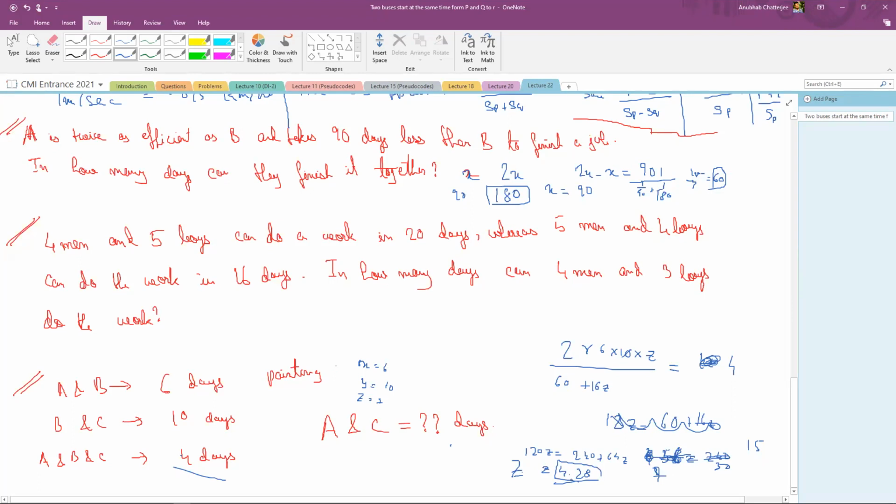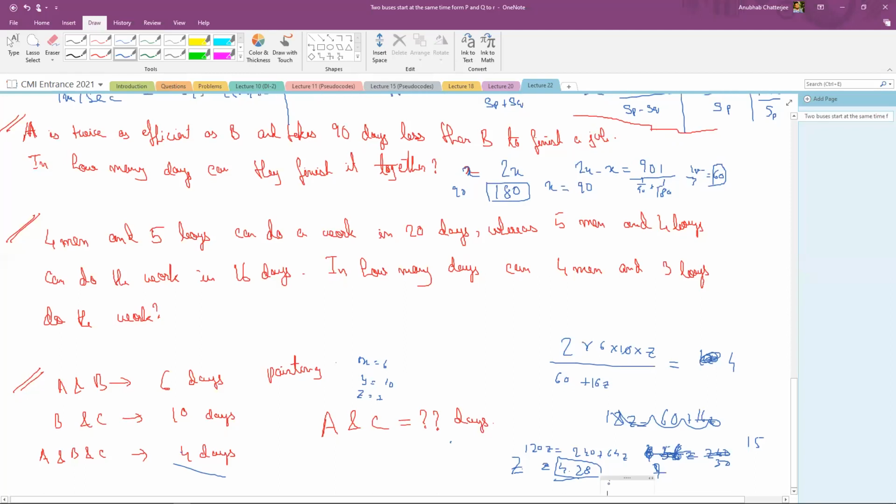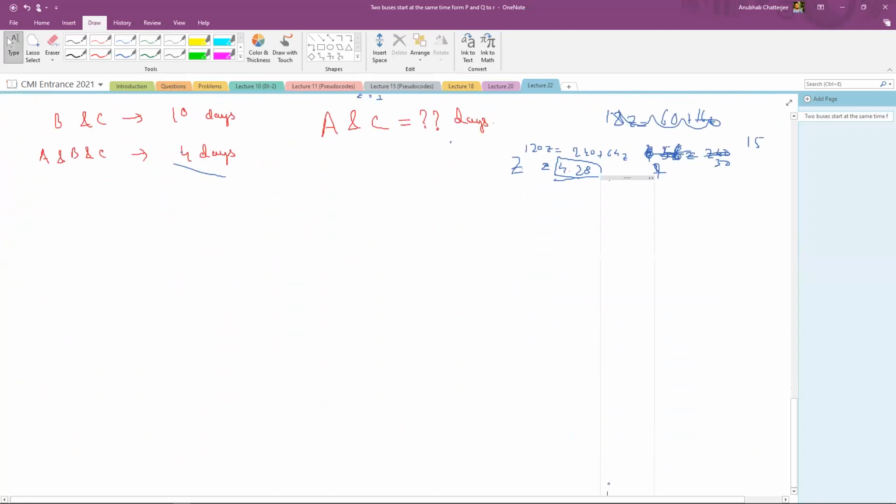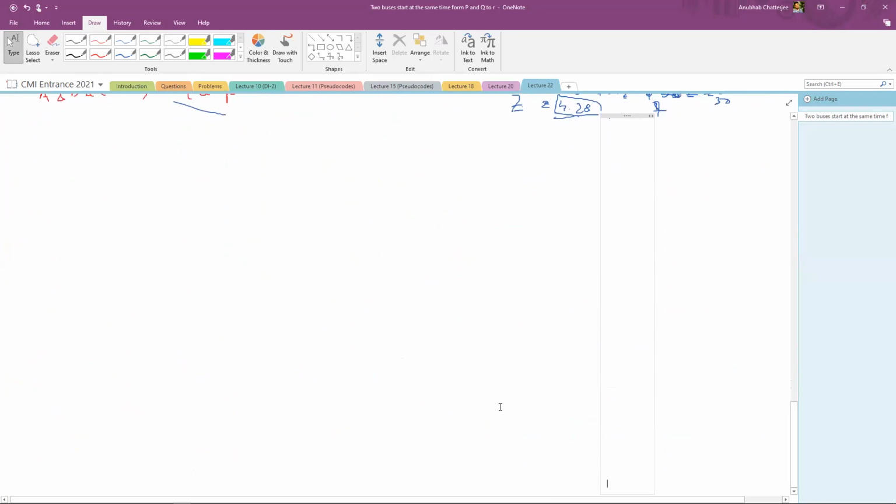So from there, let's move on to a couple more problems and then we'll wrap up for today. Anybody who doesn't know or is confused about any of these problems before I move on to the next one? All right. Anubhav, one question in general. These problems, have they come in the exam? I've not seen these sort of problems in the CMI exam.